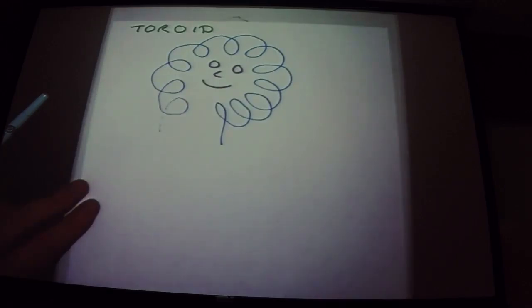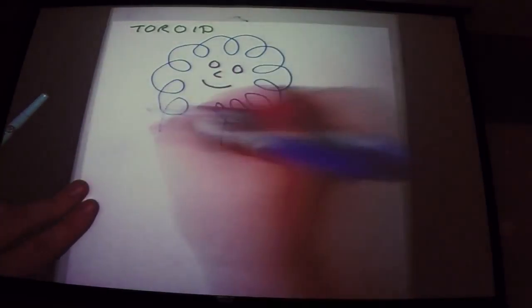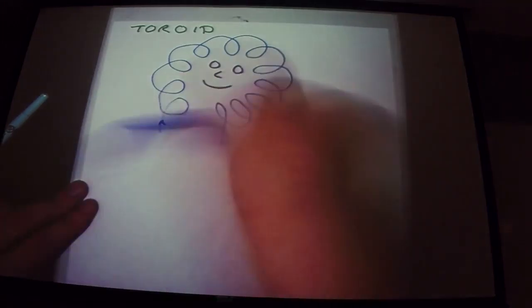Oh, my hair ain't like that. I wish I had hair like that. There wouldn't be any loops if it was me.